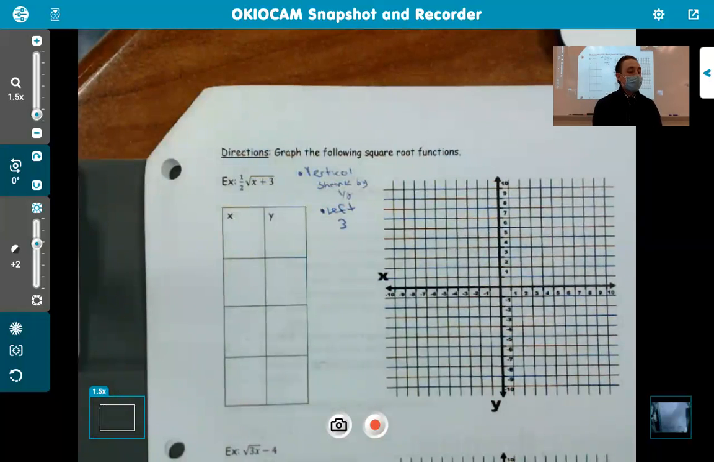So before we even start, we pretty much have a decent idea of what this should look like. It should be shrunk half the size of the original one, so in the y values, and then move to the left 3. Any questions about how we found that out or understanding some of our transformations?